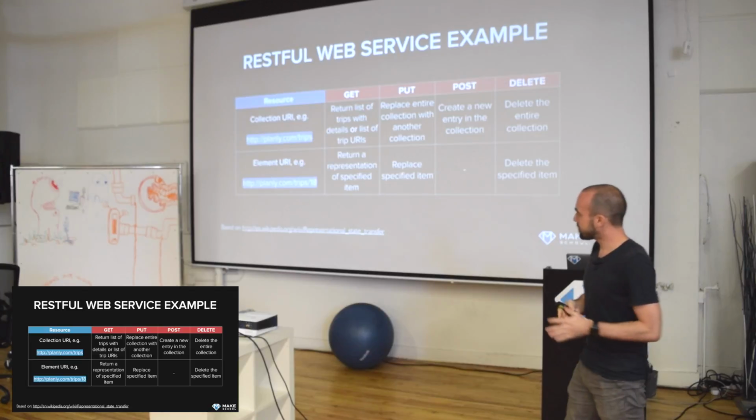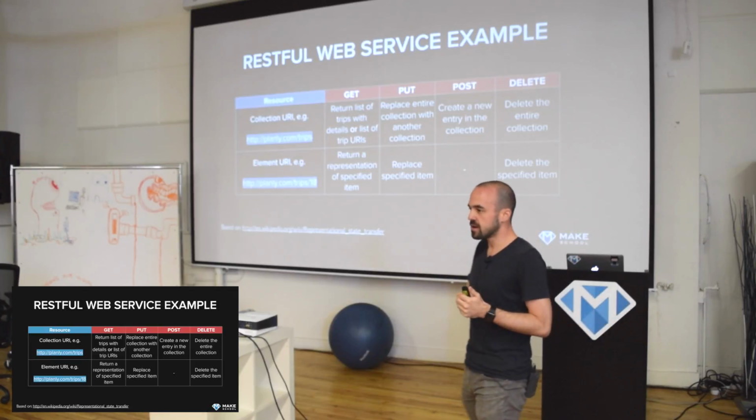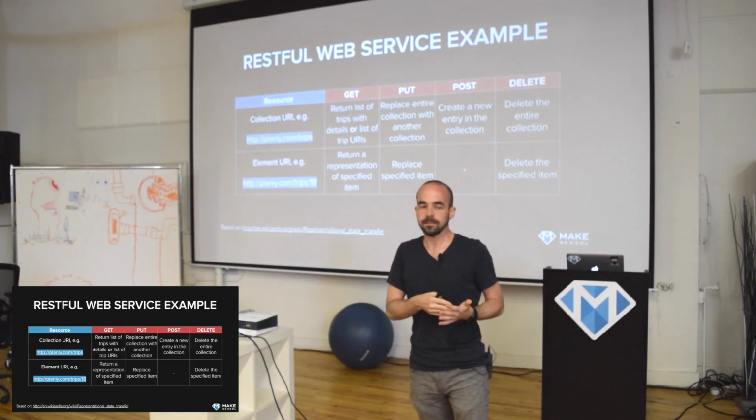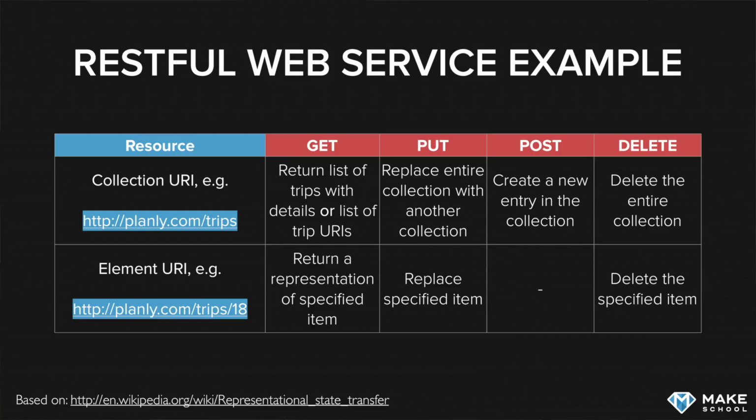Here's an example of a RESTful API based a little bit on the trip planner project that you will be building. It's a fair amount of information here, but let's try to break it down. On the left-hand side, you can see resources. And we have examples of two different types of resources. The first ones are called collection resources, and the second ones are called element resources. Collection resources are basically just collections of different objects. So if I want to access all users, or if I want to access all trips, that would be a collection.